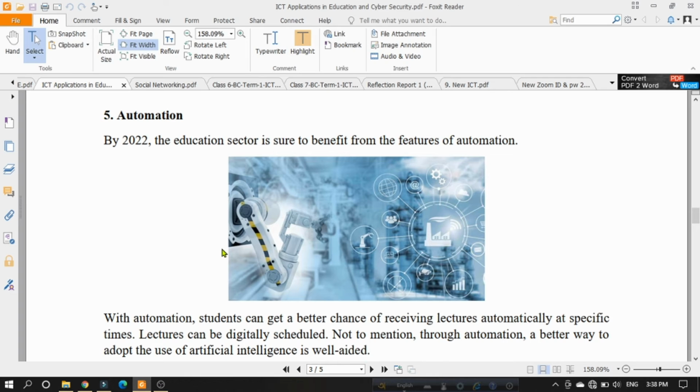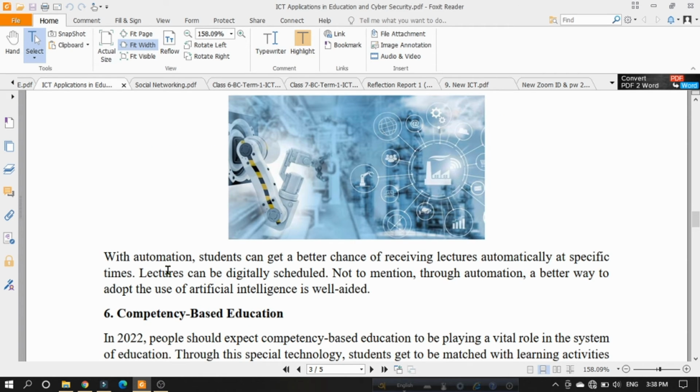Number 5. By 2022, the education sector is sure to benefit from the feature of automation. With automation, students can get a better chance of receiving lectures automatically at a specific time. Lectures can be digitally scheduled, not to mention through automation a better way to adopt the use of artificial intelligence is well added.